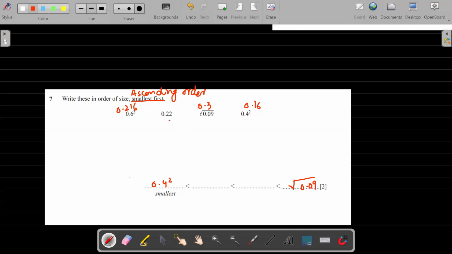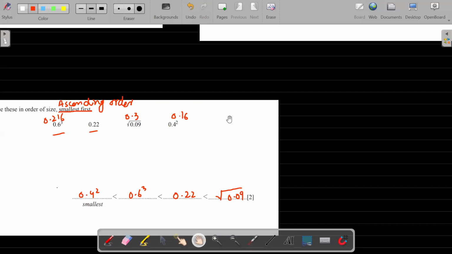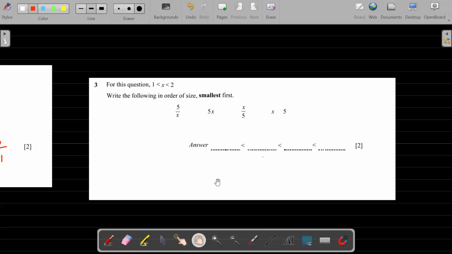All right, now we're left with these two terms. Let's see which one is bigger. So second decimal place is 1, and over here second decimal place is 2. It means that 0.6 cubed is the smaller and 0.22 is the larger. I hope you have cleared your concepts. Let's move to this now.